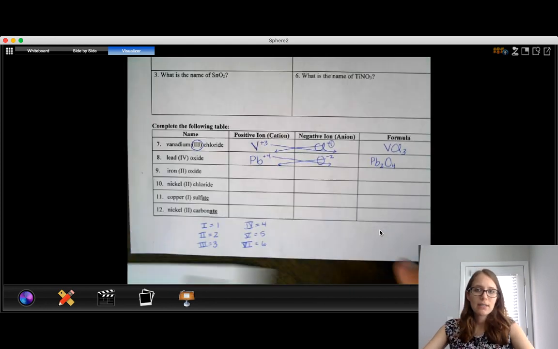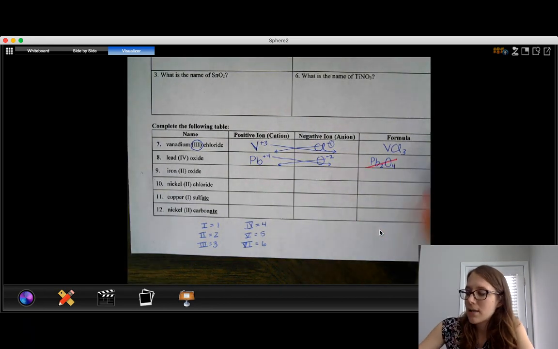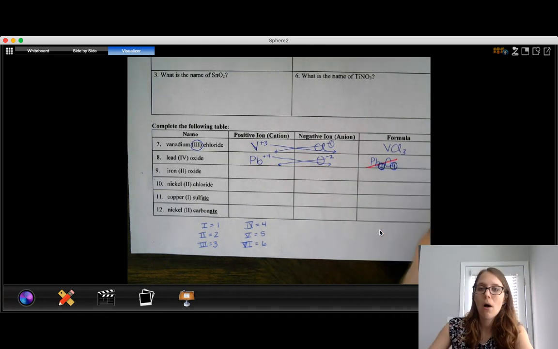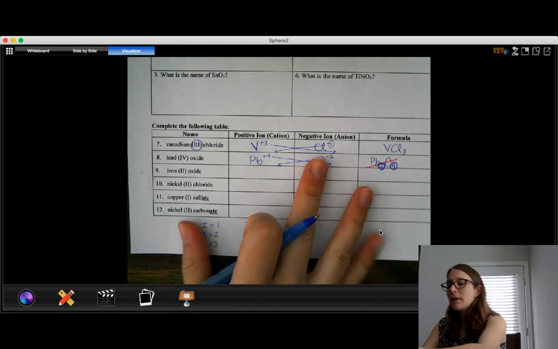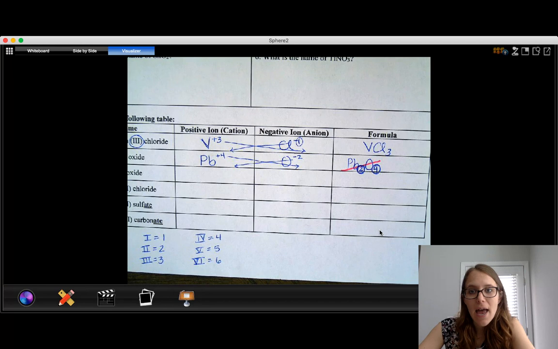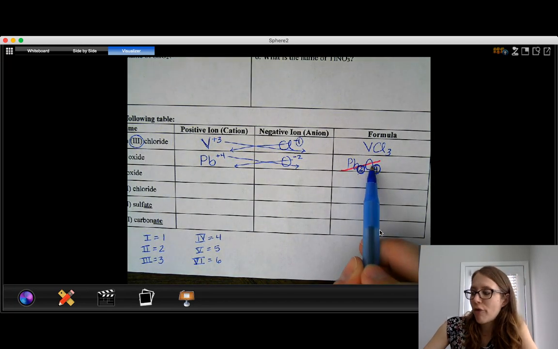Just as a note, this is actually incorrect, so I'm going to go ahead and cross it off on here. The problem with this is that we said before that ionic compounds should be the smallest whole number ratios. So for something like sodium chloride, they're a perfect match, NaCl. I don't write Na10Cl10. So when I look at this, I see Pb2O4.